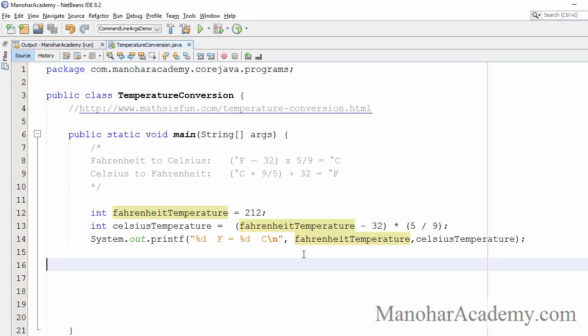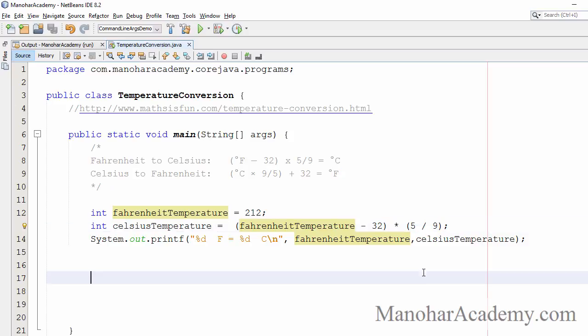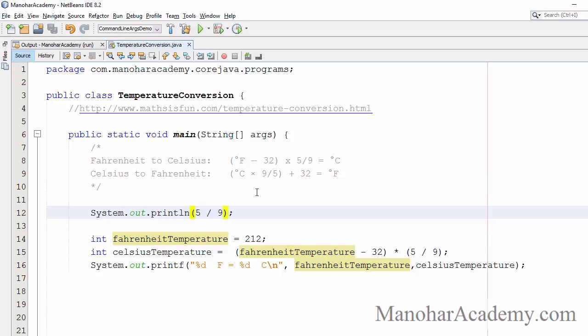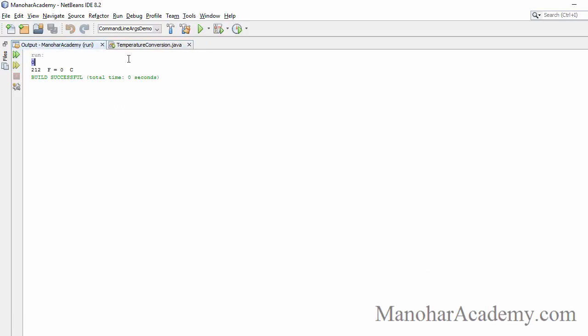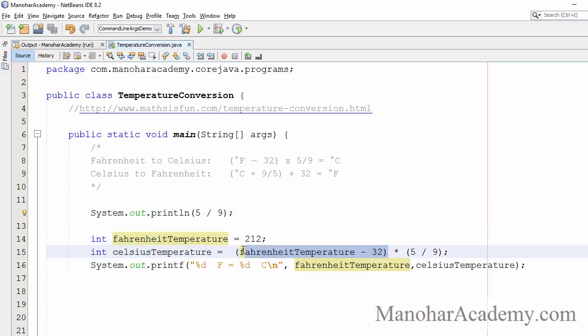What is happening here? Basically here, when we are multiplying with 5 by 9, if you remember, these two are integers. When both the operands are integers, the operation is integer arithmetic. So here, what is the value of 5 divided by 9? It is 0. It is not some 0.2 or whatever. It is 0. If I simply print this one, it is going to be 0. So that is the reason after subtracting, we are multiplying with 0 and the Celsius temperature became 0. So how can we fix this one?